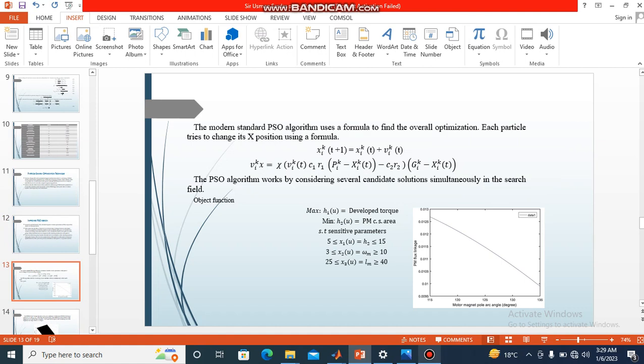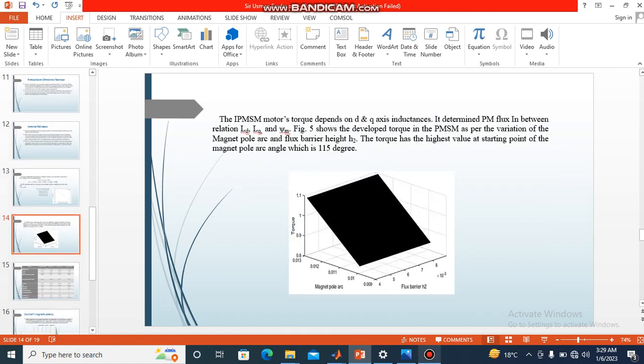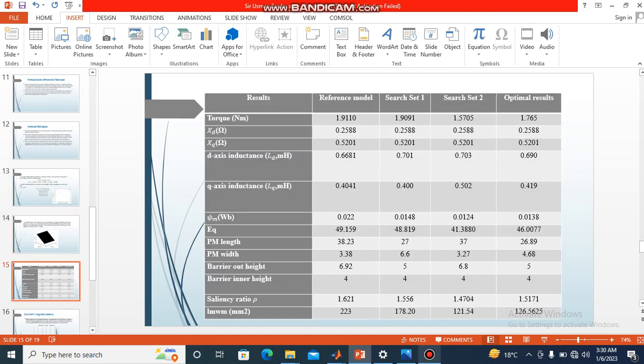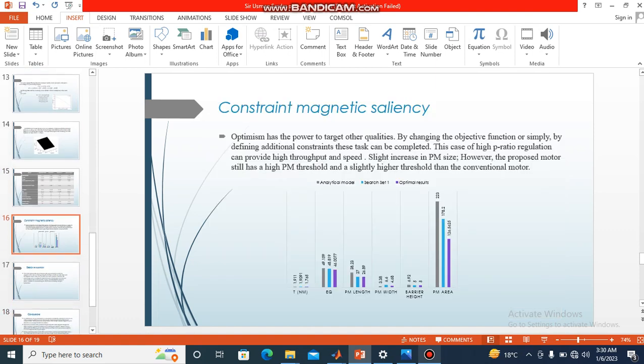Next, some equations are described, and the IPMSM motor's torque depends on DQ inductance. Next, the results: reference models, search set 1, search set 2, and optimal results are mentioned in the paper and also discussed in the slides. Results are about torque, Xd, Xq, D axis inductance, Q axis inductance, PM length, permanent magnet width, barrier outer height, barrier inner height, saliency ratio, etc.